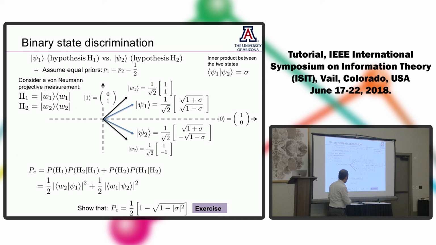And when you write it out, and I'm going to leave this as an exercise, it's a simple calculation. Just put these things over here, you will get an expression for error probability that will look like this. And you can forget about that magnitude here because I took sigma to be real. So 1/2, 1 minus square root of 1 minus sigma square. Okay. Now this was pretty simple, right?